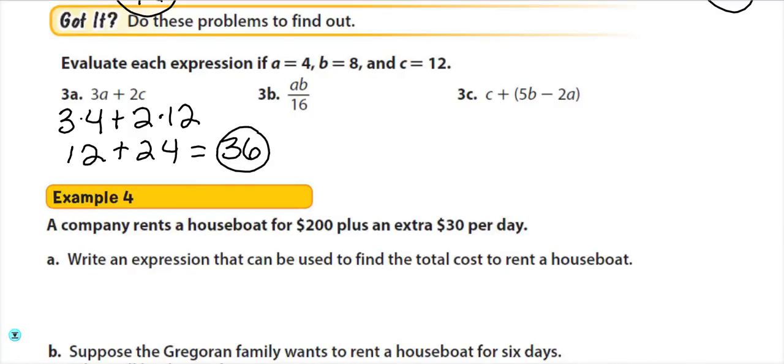All right, we got 3B. So we got AB, so we got 4 times 8 over 16. 4 times 8 is 32 over 16, so 32 over 16 is just 2.